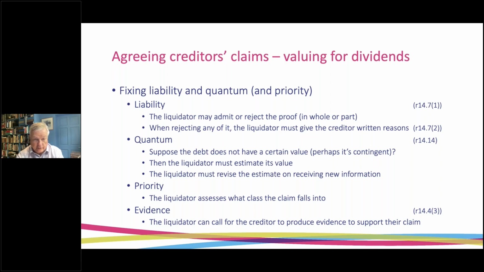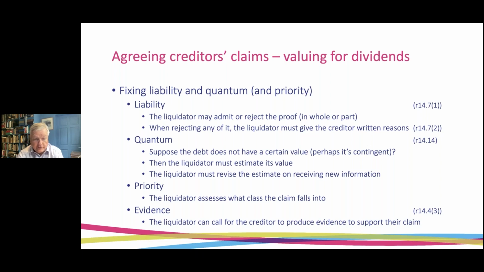Secondly, if you are going to admit the claim, even in part, then you have to agree the value that it is going to have for payment of a dividend. And if it's not clear what the value should be, if there's any sort of dispute or uncertainty about it, then you have to estimate a value for it. And if you receive new information that should change the estimate, then you should take that new information into account and revise the estimate.